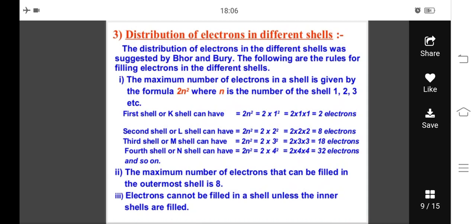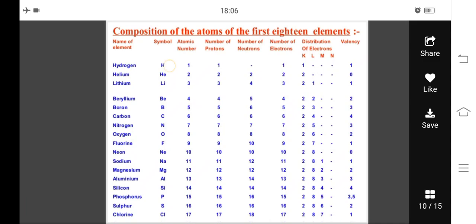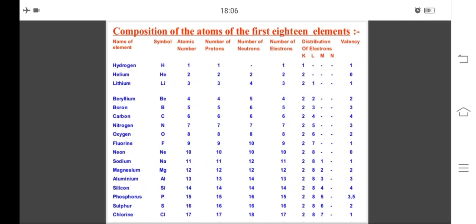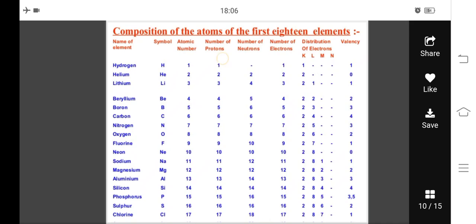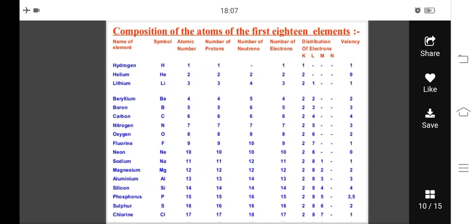Now next we are going to do the composition of atom, that is, how an atom has subatomic particles and what is atomic number, atomic mass and valency. So this table I have made. The first element is hydrogen. The symbol of hydrogen is H and atomic number is 1, on the basis that it has one proton and one electron. Now this one electron will move into the K shell, because K shell is the first shell and it has the tendency of attaining 2 electrons. Thus this one electron moves into the K shell.